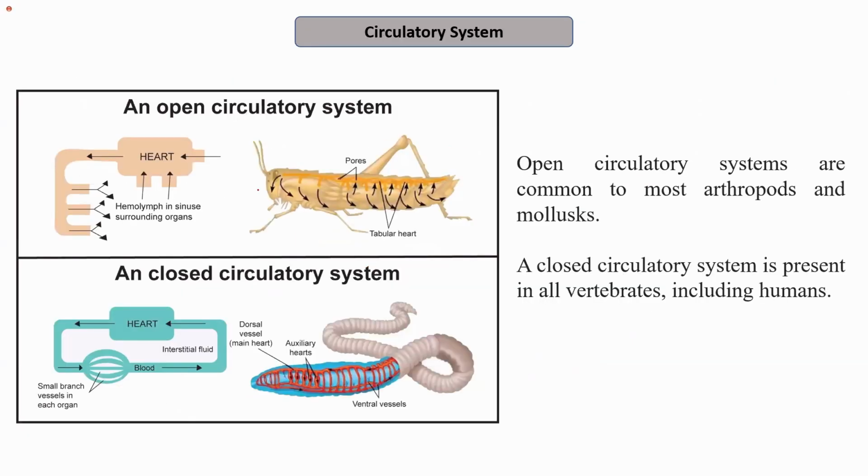The next basis of classification is the circulatory system. So we have two types of circulatory system. The one is open circulatory system. The second one is closed circulatory system.